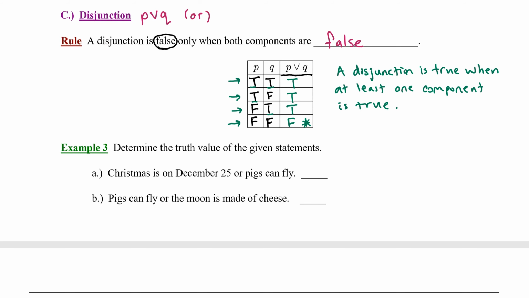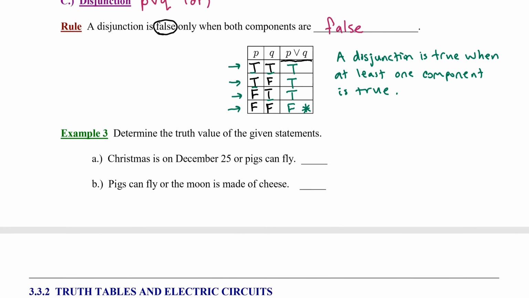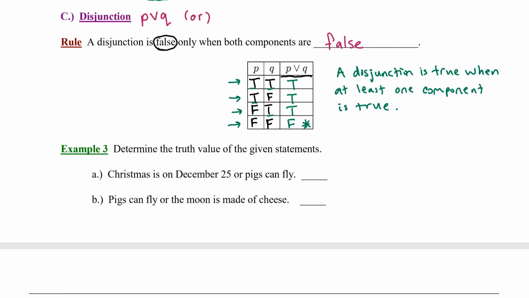Now, let's look at this example. Determine the truth value of the given statements. Example A, Christmas is on December 25th, or pigs can fly. Well, this is our connective. It's or. Christmas is on December 25th. We could call that statement P. Pigs can fly. We could call that statement Q.